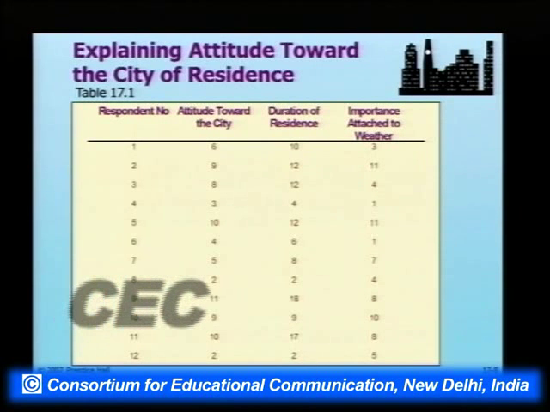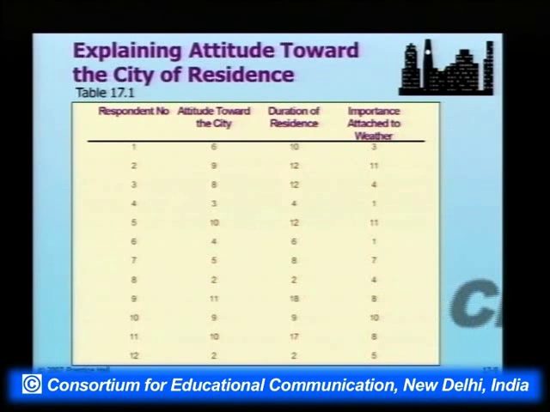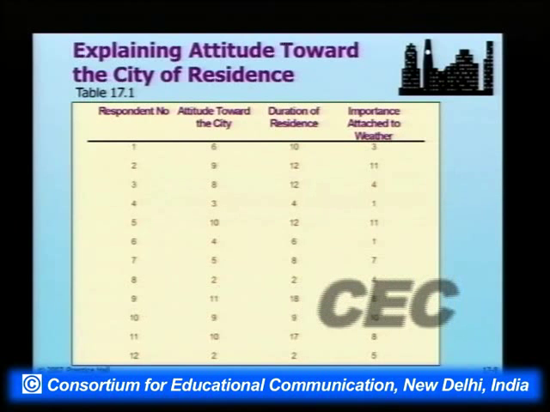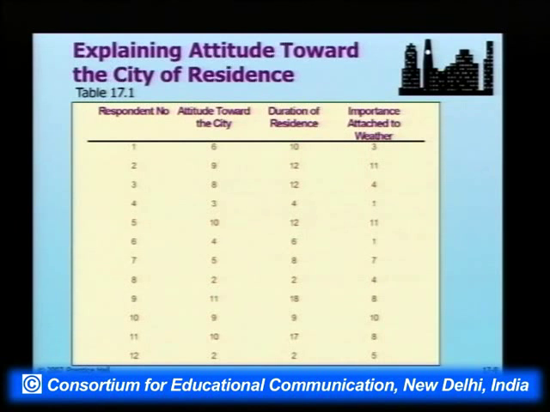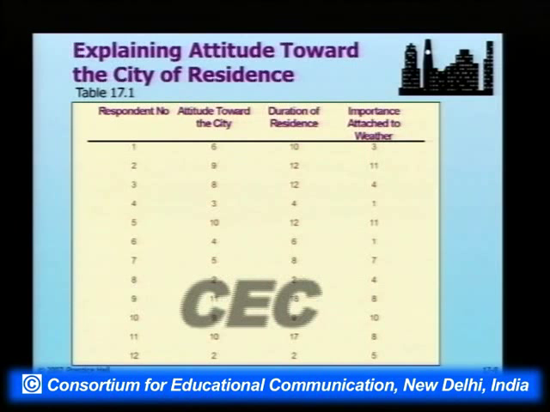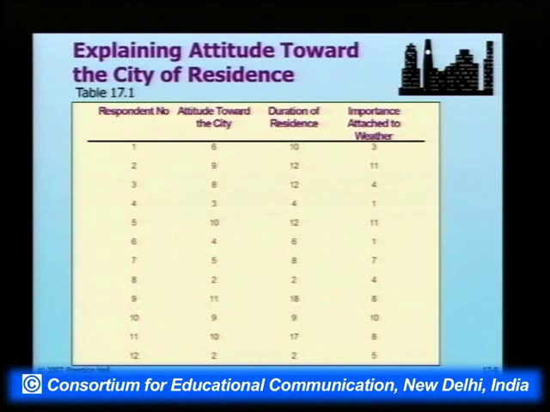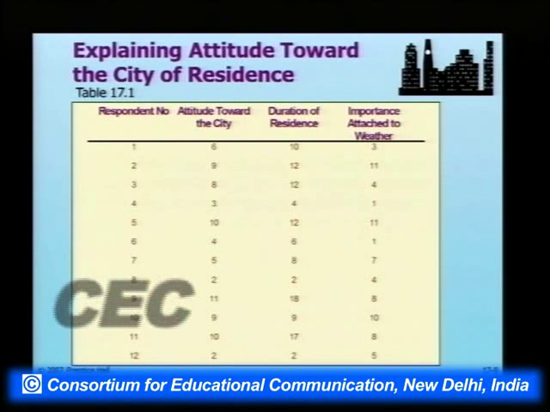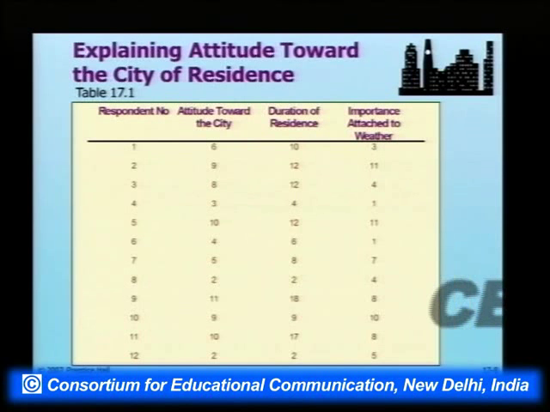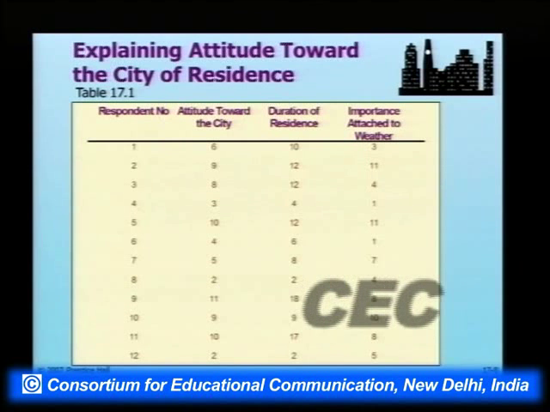The first one is the attitude towards the city. All the respondents are living in some city, and we are asking their positive or negative attitude towards the city. This attitude is measured on, I think, a 0 to 12 point scale, with 0 being a very negative attitude, and 12 meaning a very high positive attitude towards the city. Then we think that this attitude may be dependent on the duration of residence in the city. People living longer in the city may be different from the people who are living for a shorter duration. Their attitudes may be different.